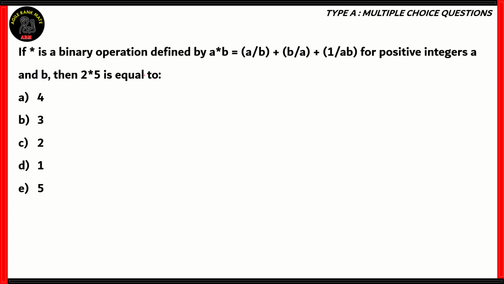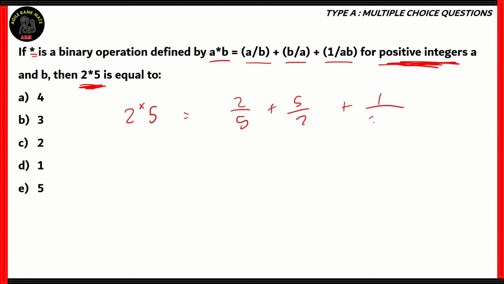Now let's look at the final question for the day. Star is a binary operation defined by A star B equals A by B plus B by A plus 1 divided by AB. And this is for positive integers. We need to find out the value of 2 star 5. Well, let's replace A by 2 and B by 5, and we will find the answer. So 2 star 5 turns out to be 2 by 5 plus 5 by 2 plus 1 upon 2 times 5. 2 times 5 is 10.